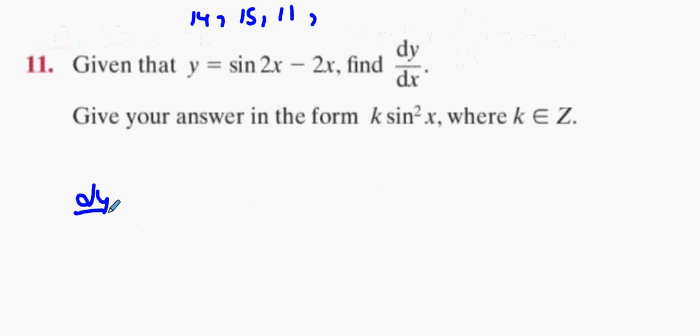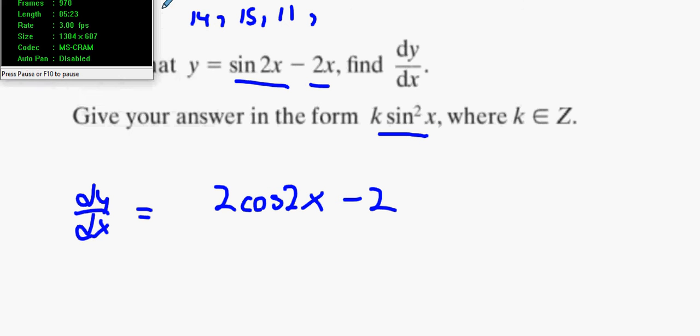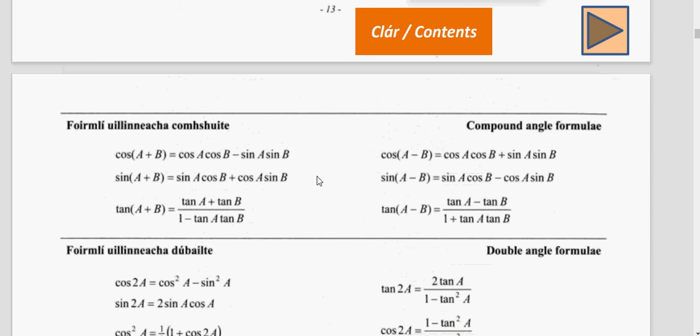And what happens when you differentiate sine 2x? Cos 2x and then times 2. Yeah, differentiate the angle and get 2. And what happens when you differentiate this? Okay. Now, the problem is the answer isn't in terms of that. What's the problem with the answer? You go to page 14 and you look for cos 2a and you want to change it into sine squared a.